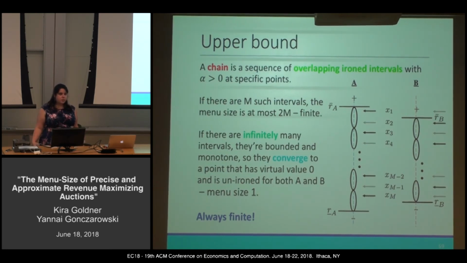And so this is really a new realm for menu complexity. We had uncountably infinite, we had polynomial and exponential, and now we have unbounded but finite. Questions about that?